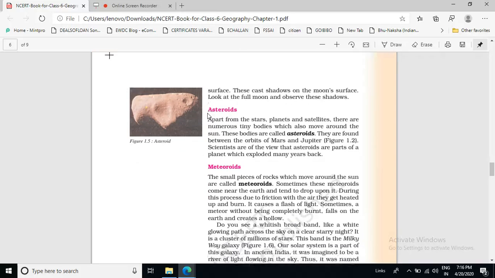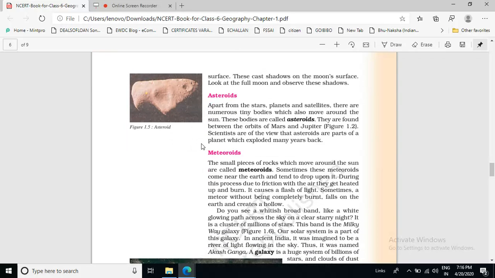Okay. Now we will know about meteoroids. What are meteoroids? Meteoroids are small pieces of rocks, and these small pieces of rocks are also all the time moving around the sun. Sometimes these meteoroids come in. They don't have any fixed place, as we saw in the case of asteroids, that they are found between the orbits of Mars and Jupiter, but in the case of meteoroids, they don't have any fixed place.